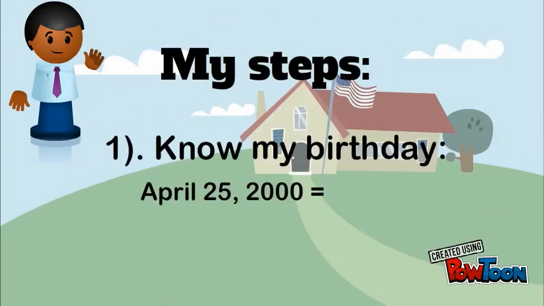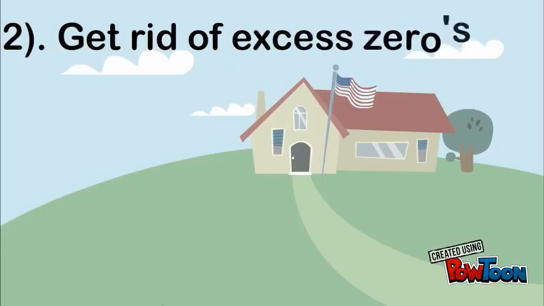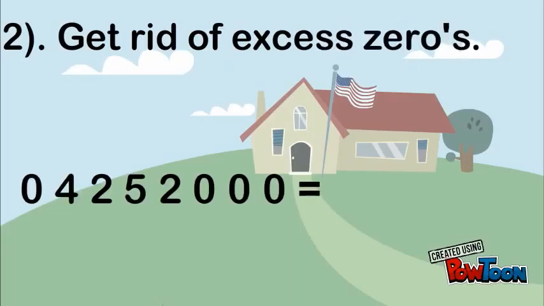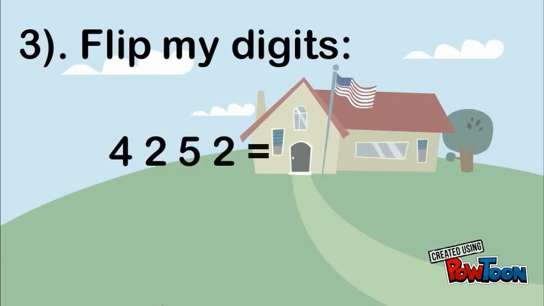Or simply, 04/25/2000. Next, we need to get rid of the excess zeros. 04252000 will turn into simply 4252. The third step is to flip my digits. 4252 will turn into 25.